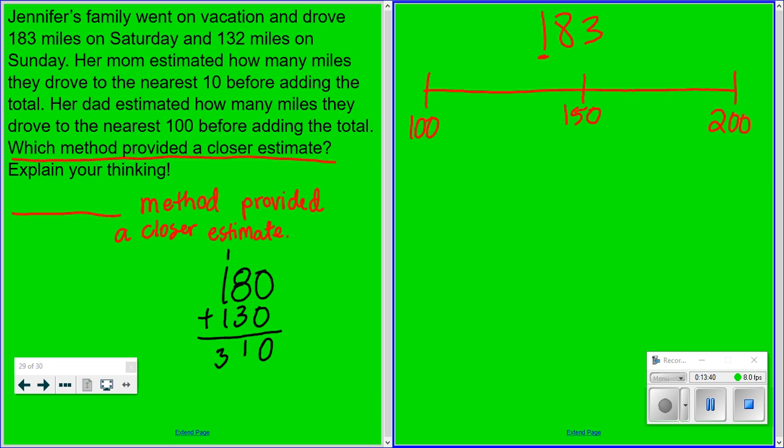Where's 183 going to go? Bryce, where's 183 going to go? About close to the 200. It's going to go pretty close. Is it going to go right next to 200? We have lots of numbers still to go, but it is going to be closer to the 200. Which means, what does 183 round to then, Bryce? 200. Very good.